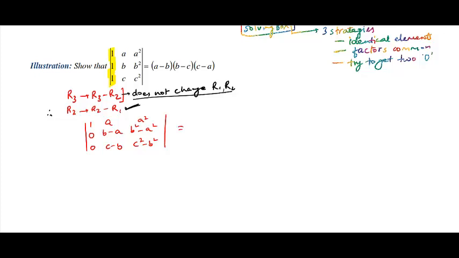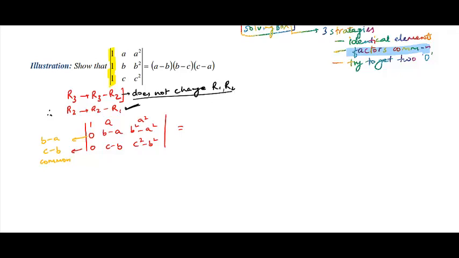Now do not rush to expand the determinant at this stage. In fact, if you observe carefully, from the third row I can take C minus B common, and from the second row I can take B minus A common. I told you to try to take factors common from some row or column, because this will help you expand the determinant fast. So let's proceed with the calculations.